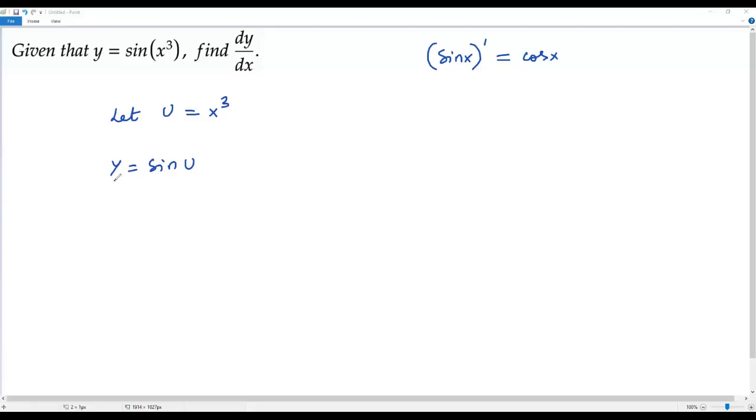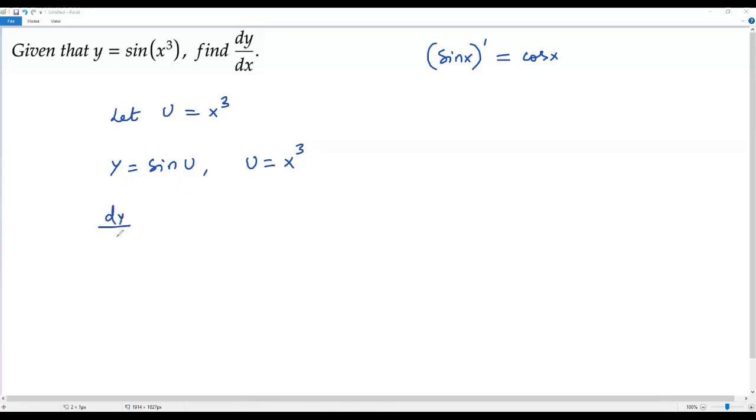But here, y is a function of u, but my aim is to get the derivative of y with respect to x. So here I cannot find the derivative of this function with respect to x because y is not a function of x, y is a function of u. And moreover, we have u equals x cube, that is u is a function of x. So y is a function of u and u is a function of x. So I can use the chain rule to get the derivative dy over dx.